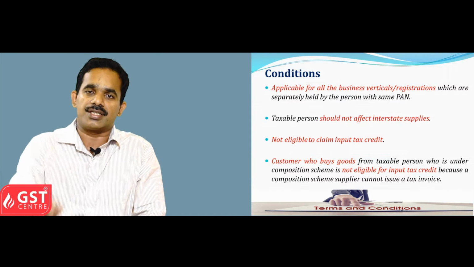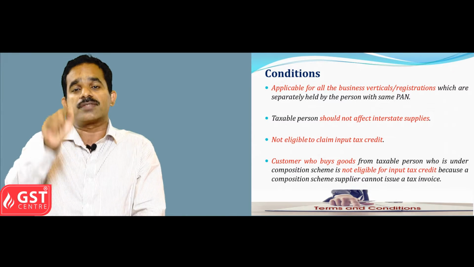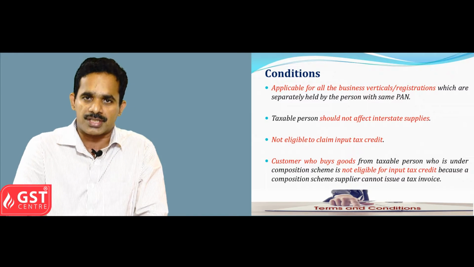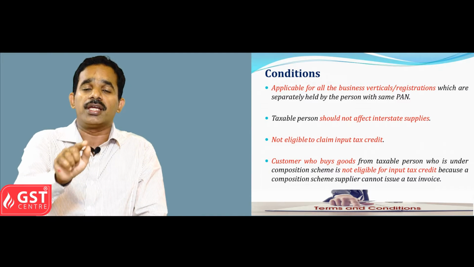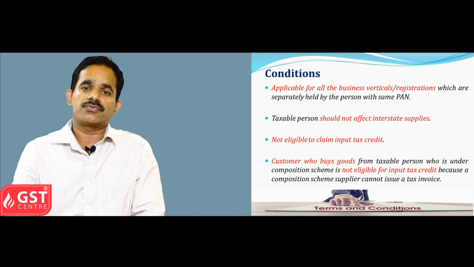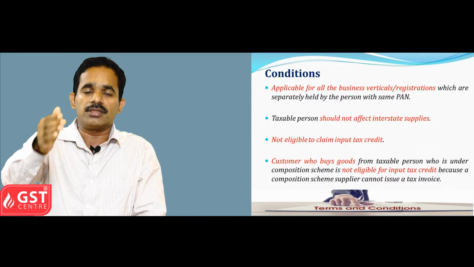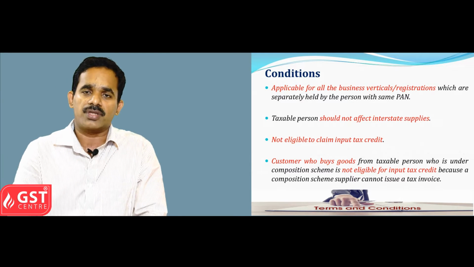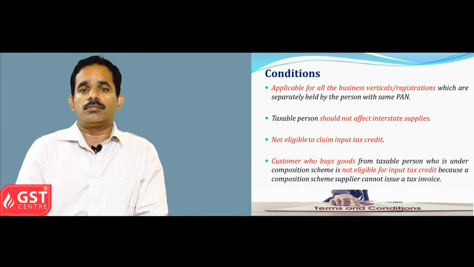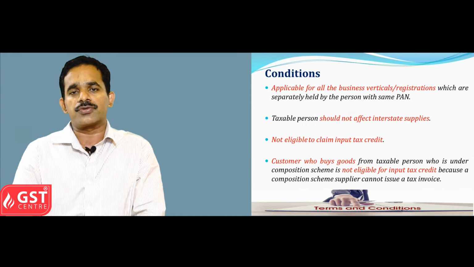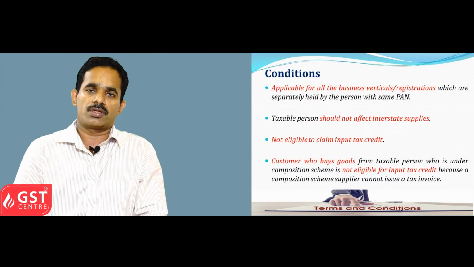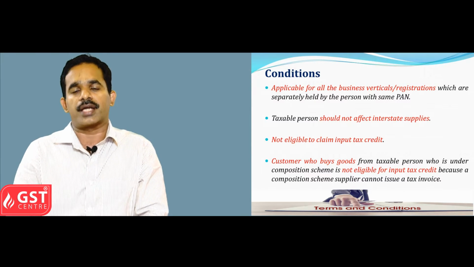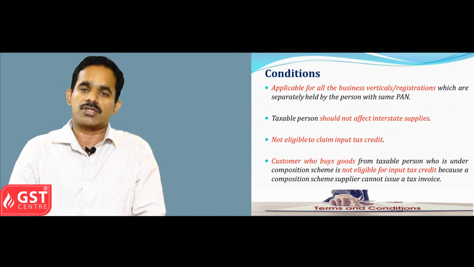The next condition is that the person who is buying goods or services from a taxable person who has opted for the composition scheme cannot avail input tax credit. That is, if a buyer is buying goods or services from a person who has opted for the composition scheme, the composition scheme seller cannot issue a tax invoice to the buyer. So, of course, the buyer cannot avail any input tax credit on such purchase of goods or services.